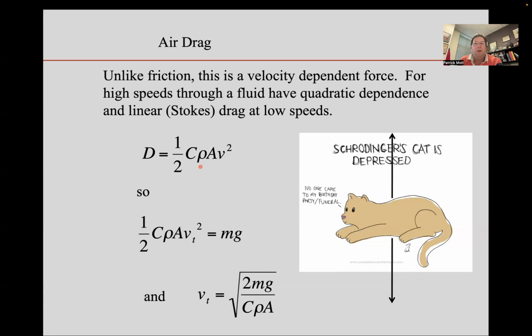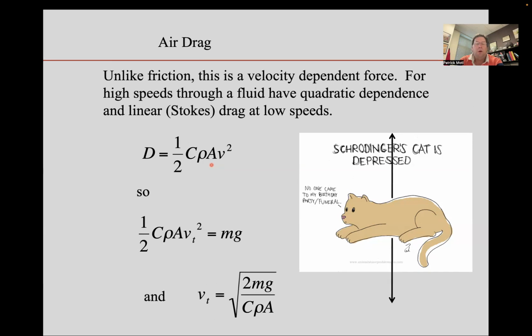Rho is the mass density of the fluid, so density per unit volume. A is the cross-sectional area, and v is the speed, and it's turbulent drag, so it goes as the speed squared. All right, so drag force is a constant half, the drag coefficient, the density of the fluid. So the more dense the fluid, the greater the drag force, which would make sense. The greater the cross-sectional area, the greater the drag force.